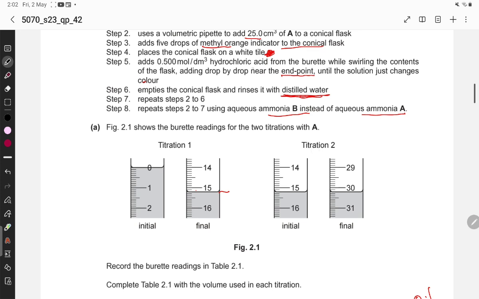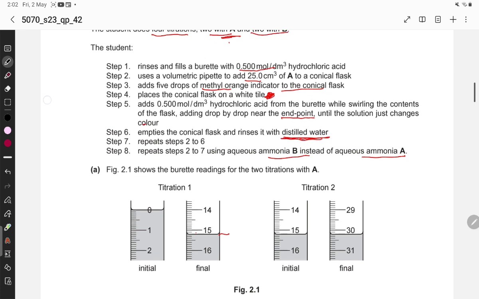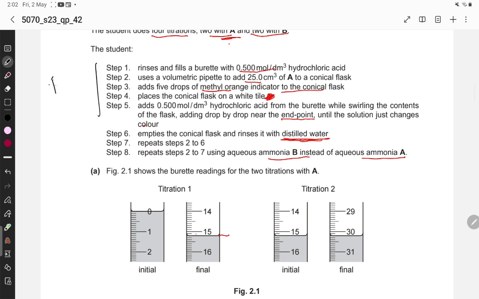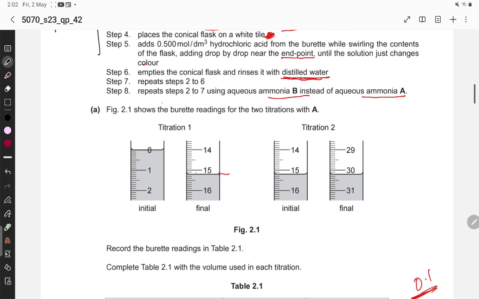Step 4. Place the conical flask on the white tile. Step 5. Add 0.500 mole per dm cube hydrochloric acid from the burette while swirling the contents of the flask, adding drop by drop near the end point until the solution just changes color. You know that this is the titration procedure. This is the titration method. And step 6 empties the conical flask and rinses it with distilled water. Step 7 repeats steps 2 to 6. Step 8 repeats steps 2 to 7 using aqueous ammonia B instead of aqueous ammonia A, with different concentration.